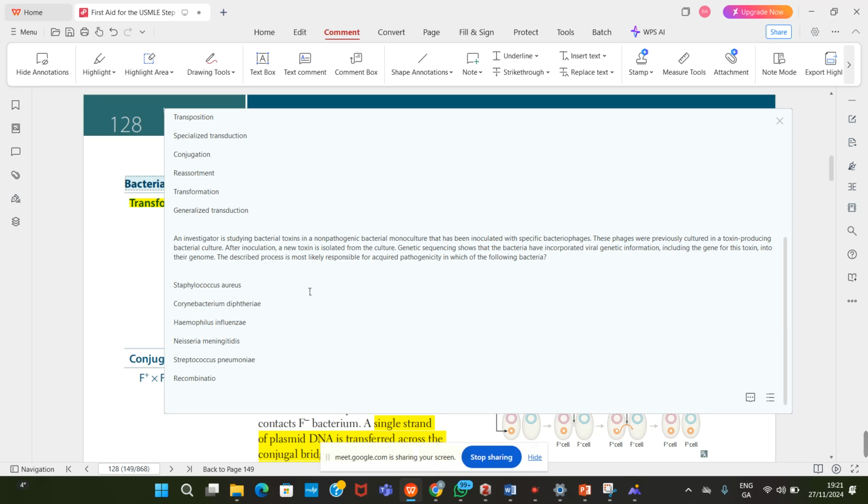Okay. So the last one: an investigator is studying bacterial toxin in a non-pathogenic bacterial monoculture that has been inoculated with specific bacteriophages. These phages were previously cultured in a toxin-producing bacterial culture. After inoculation, a new toxin is isolated from the culture. Genetic sequencing shows that the bacteria has incorporated viral genetic information, including the gene for this toxin, into their genome. The described process is most likely responsible for acquired pathogenicity in which of the following bacteria?